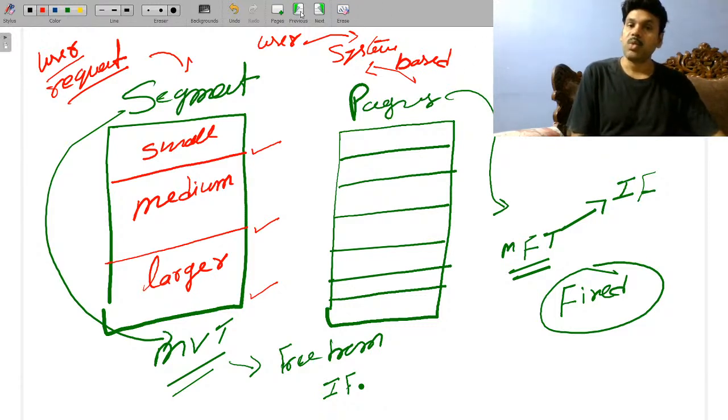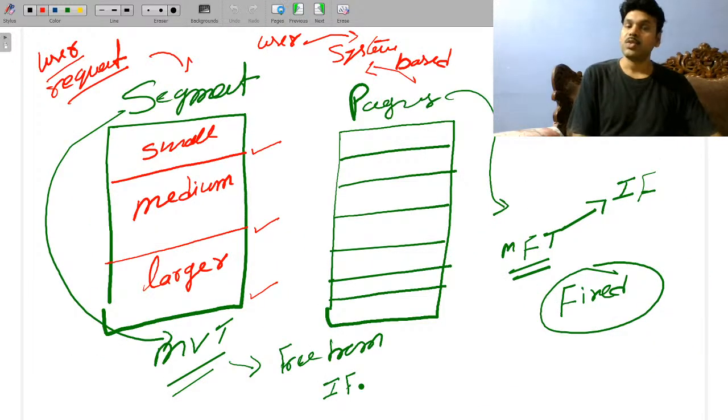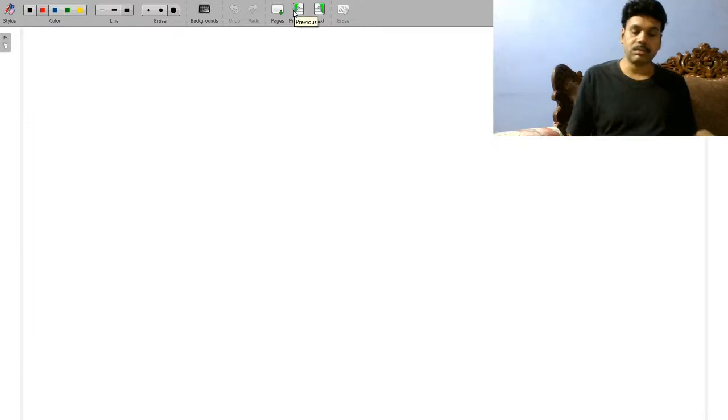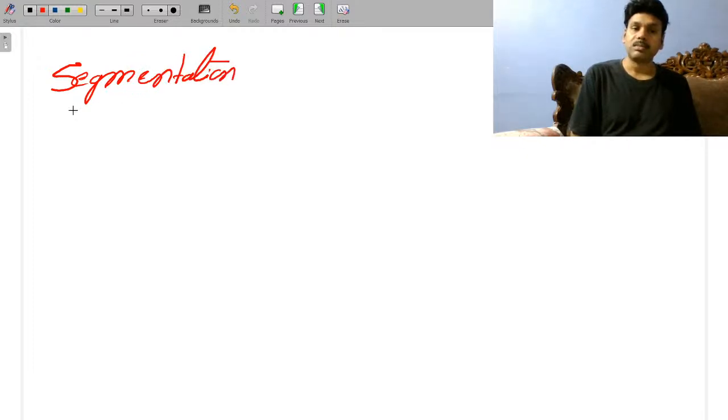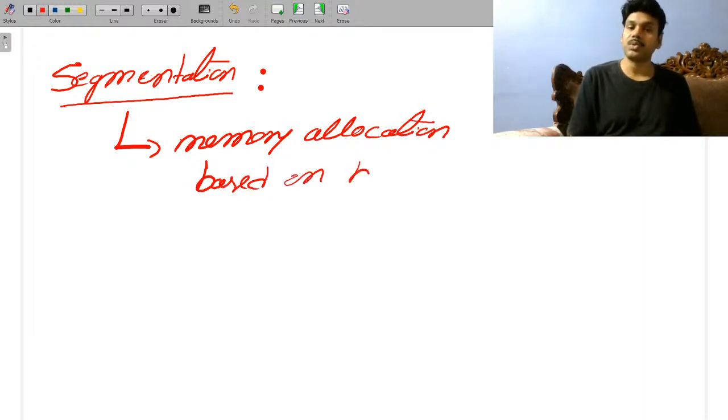So friends, what exactly is segmentation? We will see now. When you are talking about segmentation, many of your programs are going to be loaded as blocks. If I say memory is allocated, it is memory allocation based on blocks. These blocks are dynamic. Please understand, these blocks are dynamic.